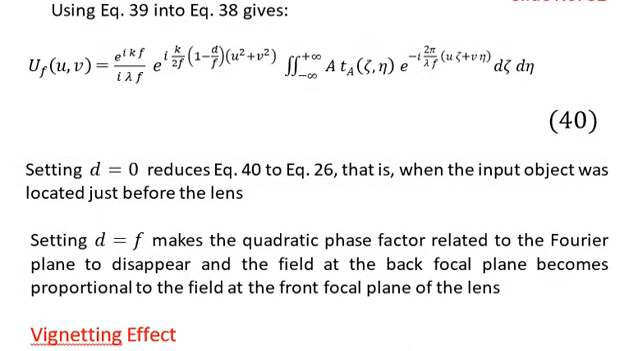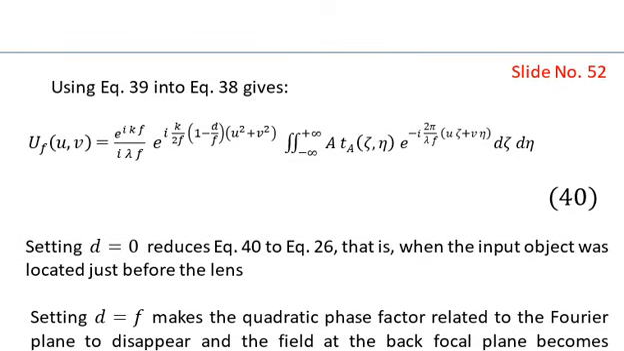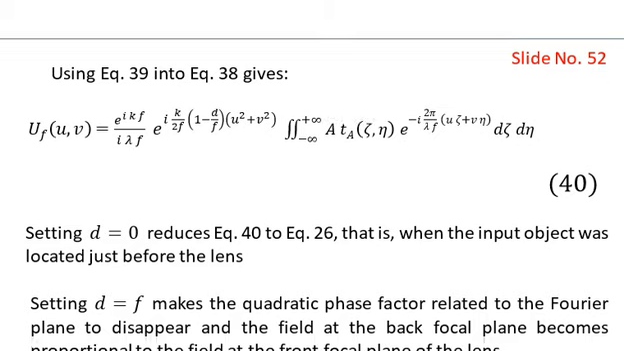So you see that if you set d equal to 0 in this expression, this reduces equation number 40 to equation number 26. That is the previous case in which the object was just in front of the lens. So equation number 26 is when the input object was located just before the lens.